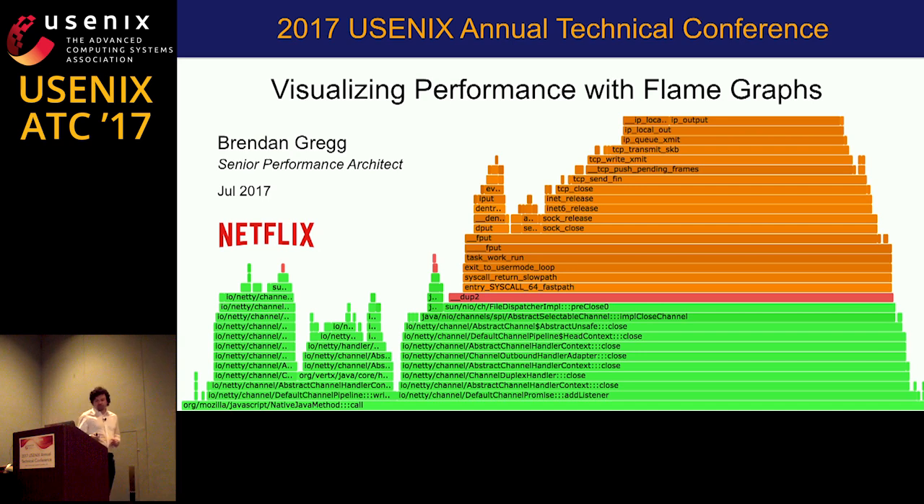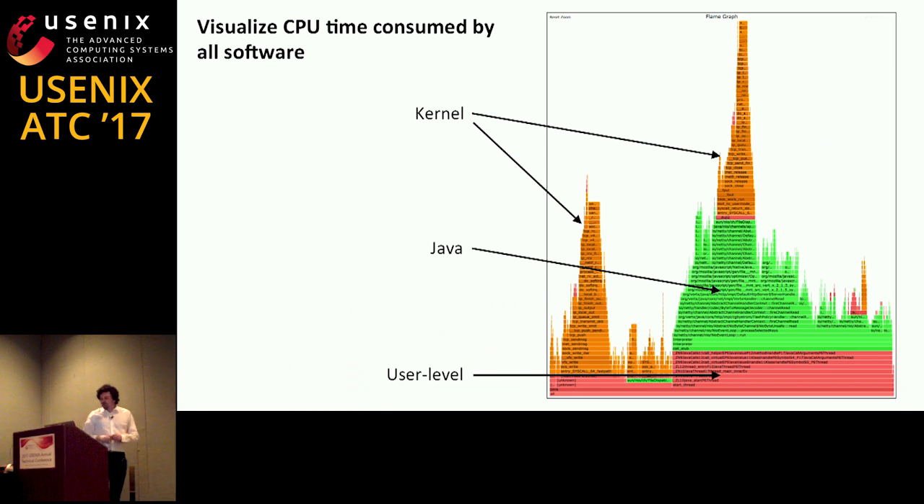The first topic is visualizing performance with flame graphs. Just to find out, has anyone used flame graphs already? Okay, so I've got about 10 people. That's great. Flame graphs visualize stack traces, and the primary use for flame graphs is to visualize CPU profiles. I've got an example flame graph there. I haven't explained it yet, but it's showing all of the CPU cycles for a system, whether those CPU cycles are in the Java code that's running, whether it's in the kernel, or whether it's in user-level code.